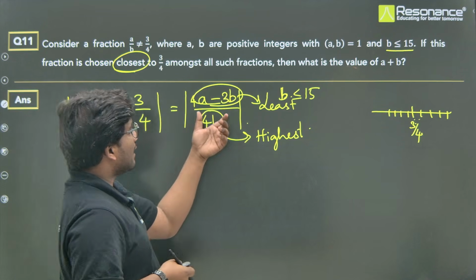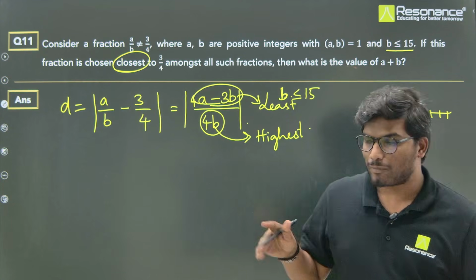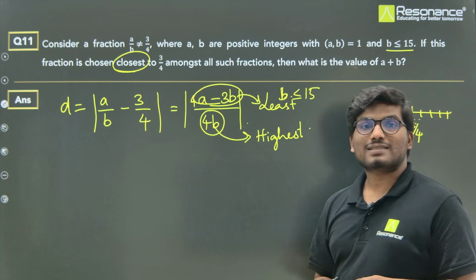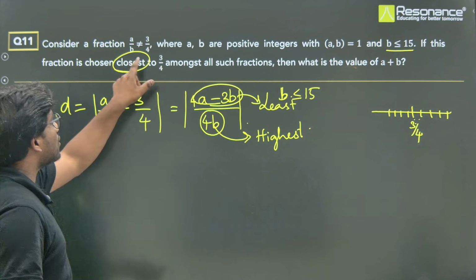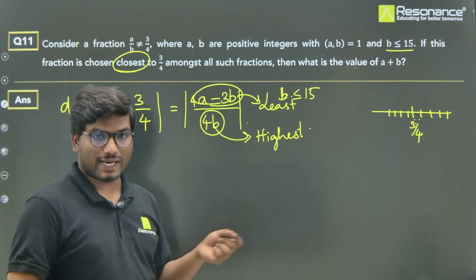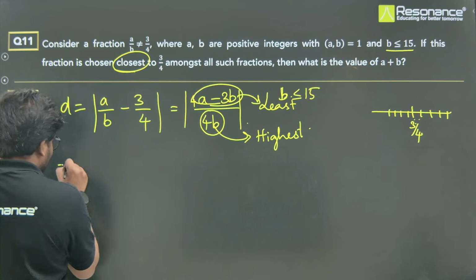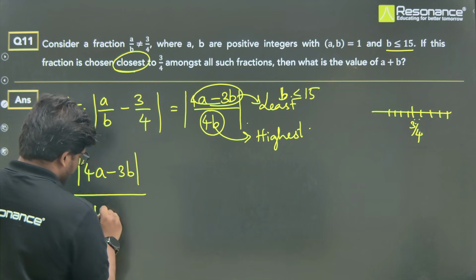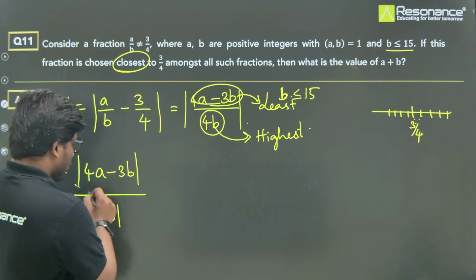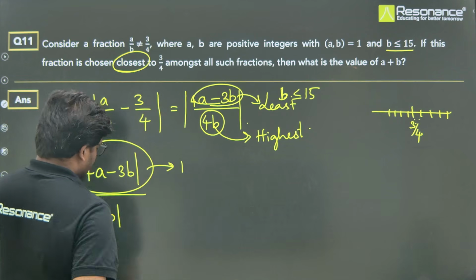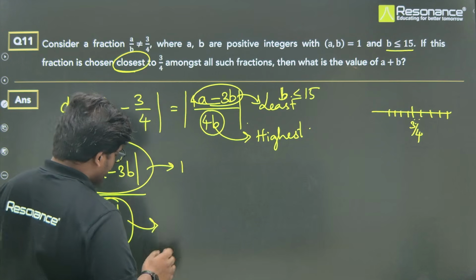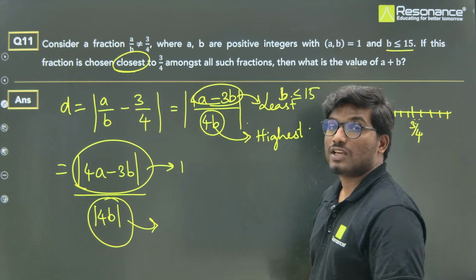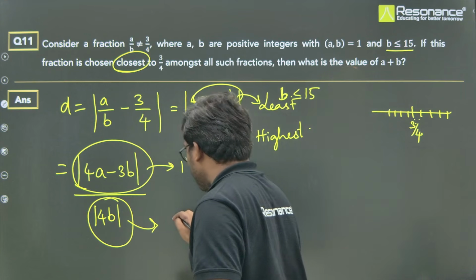So the least numerator, since it has a modulus here, ideally could be 0. But since it cannot be 0 because a by b is not equal to 3 by 4, it could be 1, right? So this could also be written as modulus 4a minus 3b by modulus 4b. So this could be 1. And the denominator has to be highest, where b is less than or equal to 15, right? So 4b is less than or equal to 60. So the highest possible value of 4b could be 60.